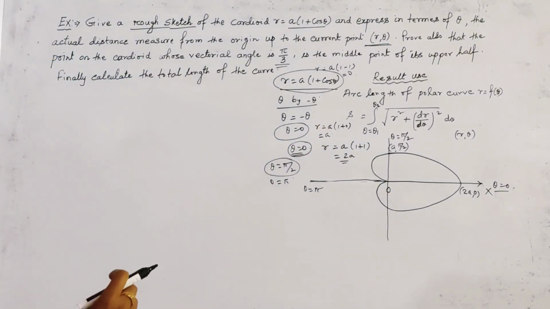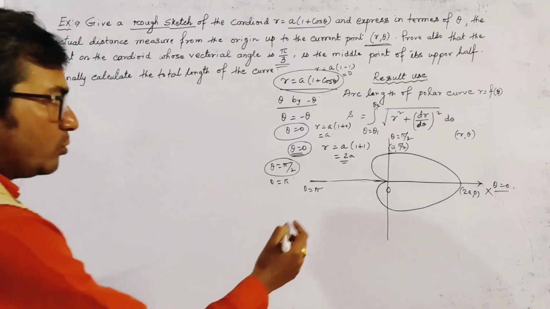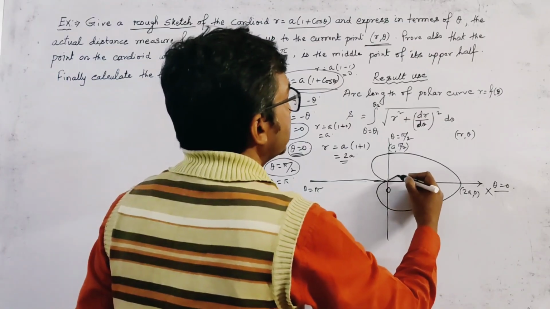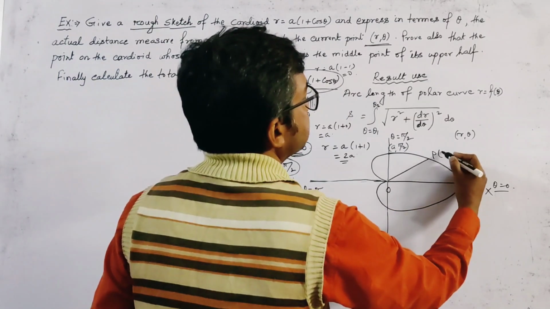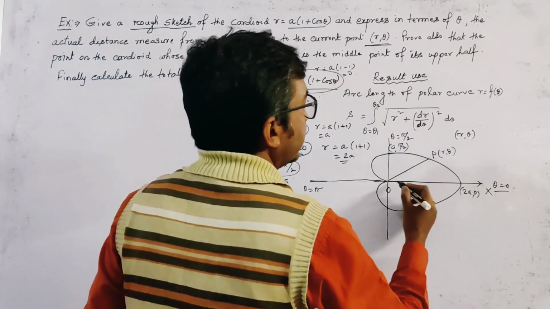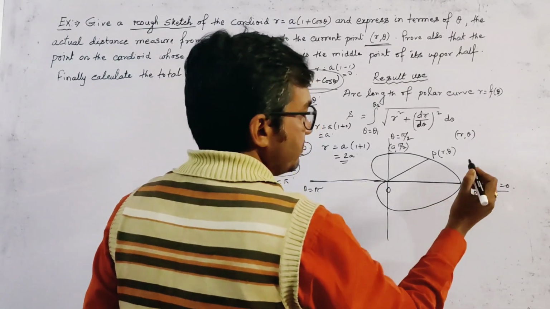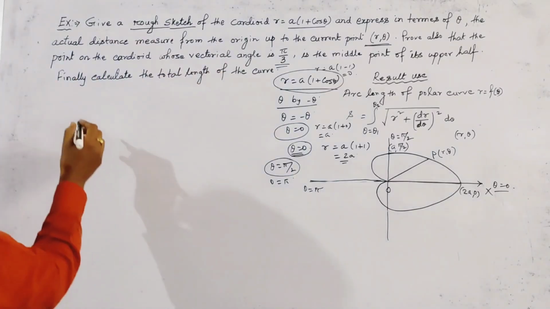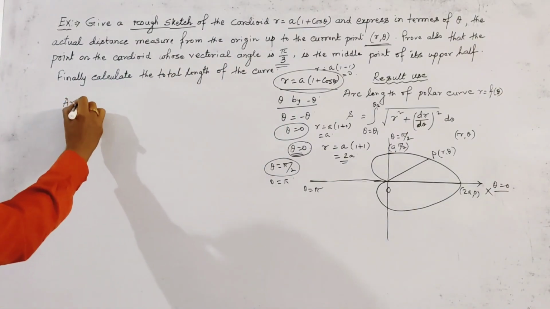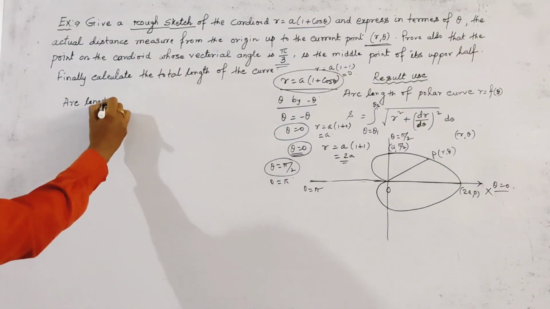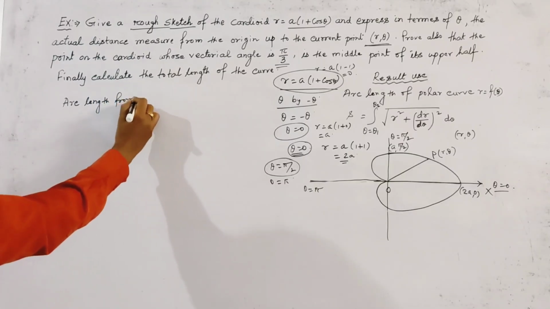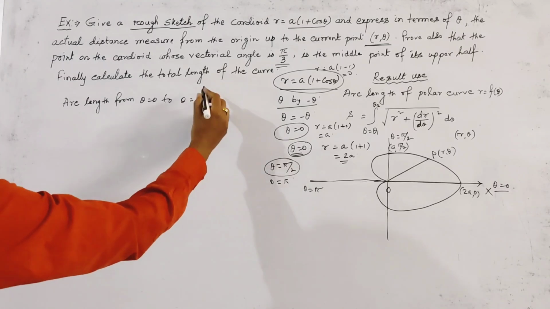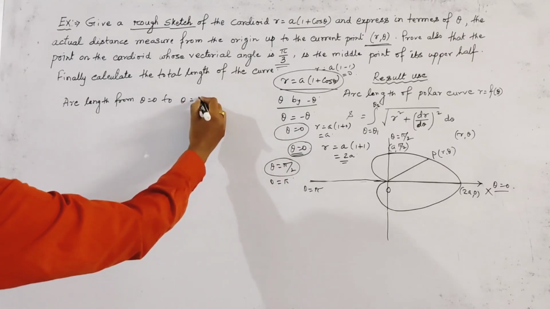Now we have to find the arc length from the origin to the current point. Current point means, if we take this as P, this is (r, theta), and this is the origin. Here theta equals 0 and here theta equals theta, so we get the arc length from theta equal to 0 to theta equal to theta.